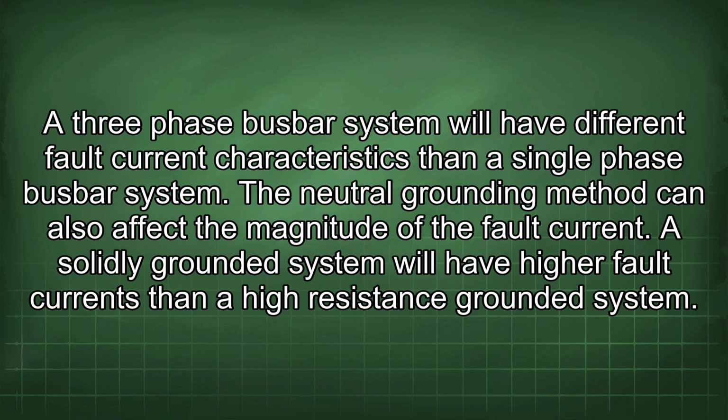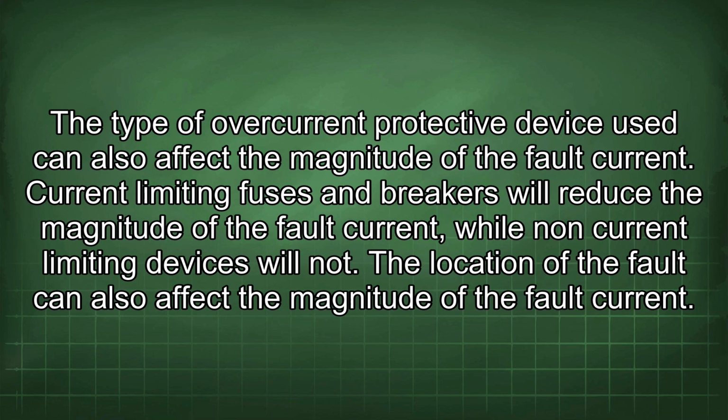The neutral grounding method can also affect the magnitude of the fault current. A solidly grounded system will have higher fault currents than a high resistance grounded system. The type of overcurrent protective device used can also affect the magnitude of the fault current. Current limiting fuses and breakers will reduce the magnitude of the fault current, while non-current limiting devices will not.